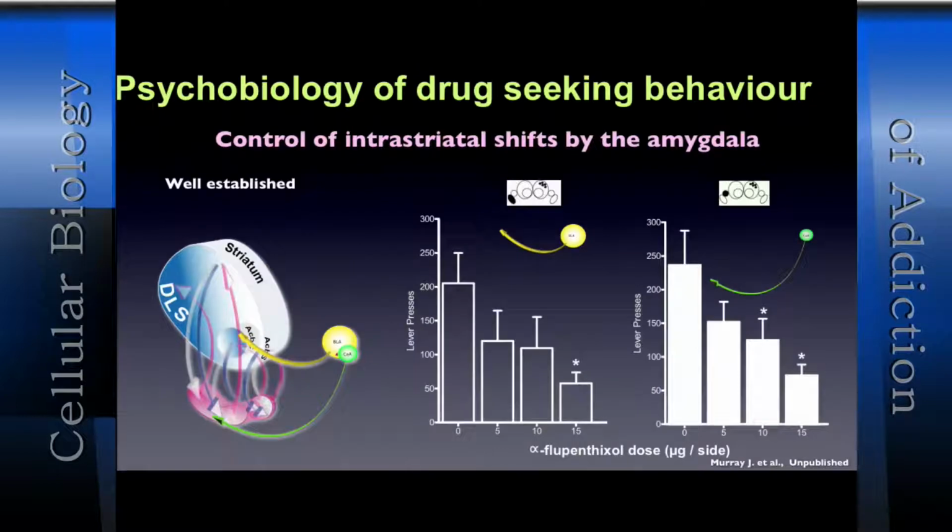So we've been talking about intrastriatal shifts. There is a ventral to dorsal shift at the same time as a dorsomedial to a dorsolateral shift. So it goes from a ventral dorsomedial to a ventral dorsolateral shift. Okay? But what drives that? What could be driving these shifts?